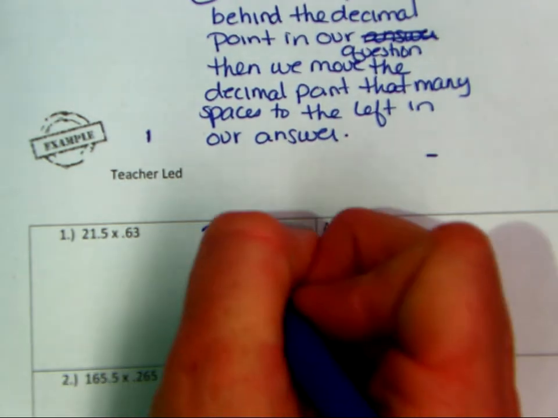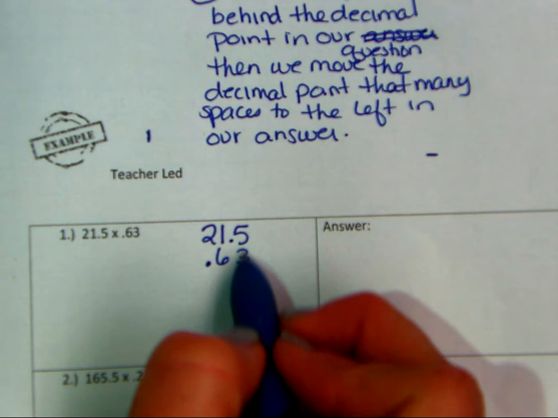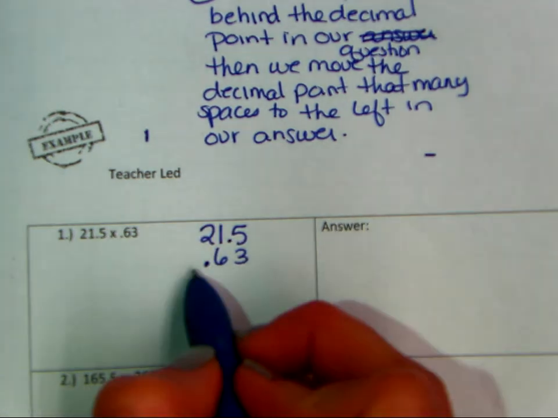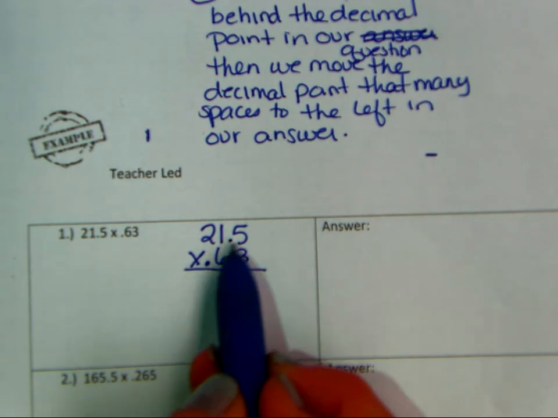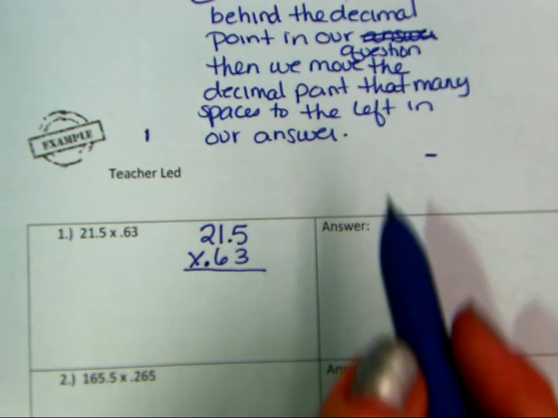So I have a 3 and a 6, and my decimal's here. So you'll notice that this number's lined up, this number's lined up. There's nothing over here because there was no number, but they're all nicely lined up. But you'll notice also our decimal points do not line up, and that's okay. So now we're going to multiply.